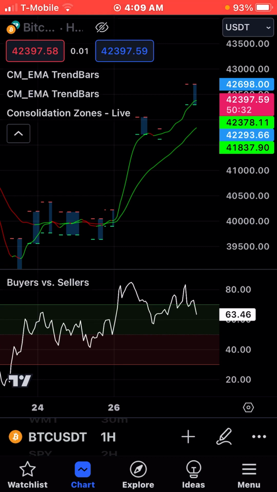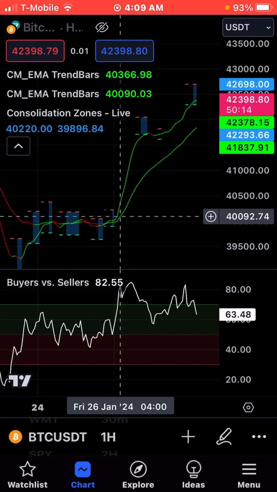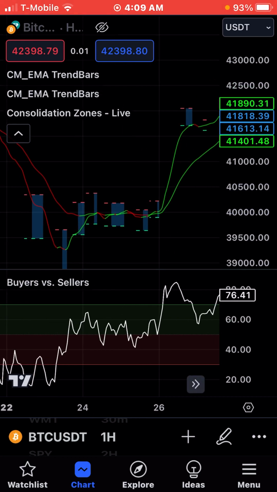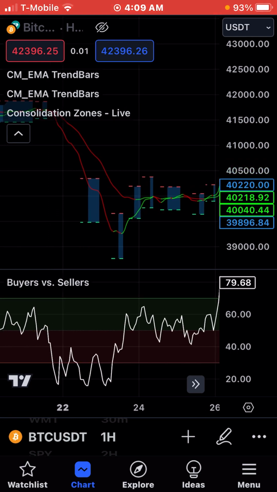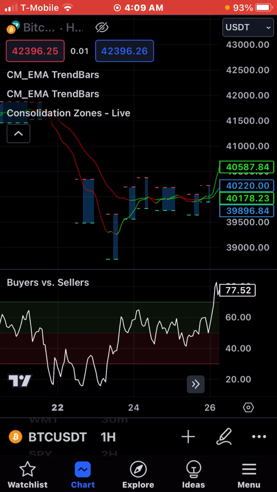You'll notice this because the color on the EMA bars will change. When it starts to go bullish, it's going to turn green, and when it starts to go bearish, it's going to turn red. So you want to look for the bars to both turn. It doesn't have to cross yet, but the bars will have to turn green.